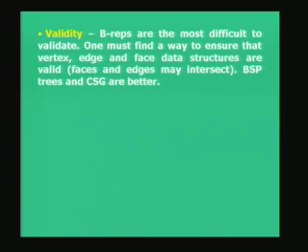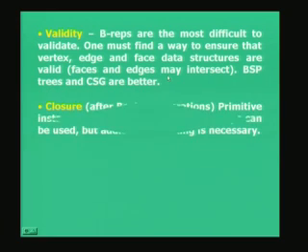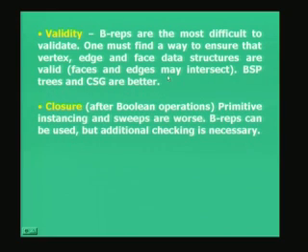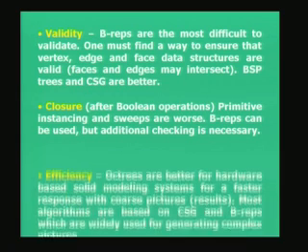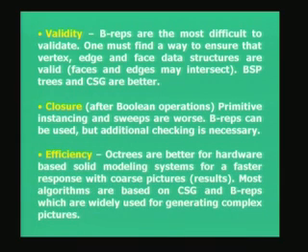So, I repeat again, boundary reps are the most difficult to validate. One must find a way to ensure that the vertex, edge and face data structures which you are using to represent are valid. That means, in the vertex table, edge table and surface table, you need to traverse to ensure validity. And then of course, the closure after the Boolean operations; primitive instancing and sweeps fall under that category of closure, and boundary representations can be used for it, but additional checking may be necessary. The last one is the efficiency, which we will wind up.